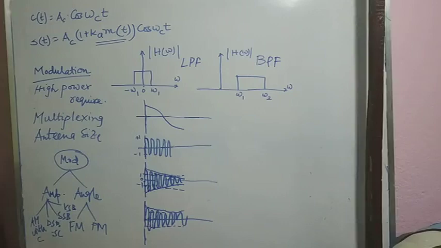We have depicted two filters on the board. On the left-hand side is a low pass filter, on the right-hand side a band pass filter. What do you see? The low pass filter has a frequency range from 0 to omega 1, and the band pass filter has omega 1 to omega 2. In the low pass filter, there is a replica of the positive frequency to minus omega 1, but this negative frequency comes from mathematical consideration. It has no practical or physical existence.